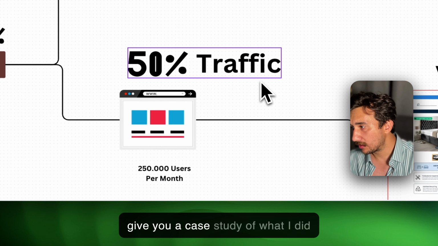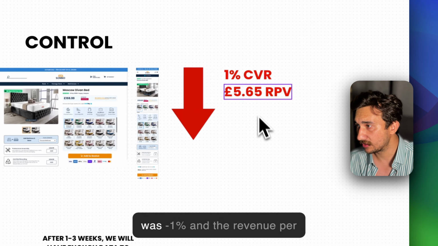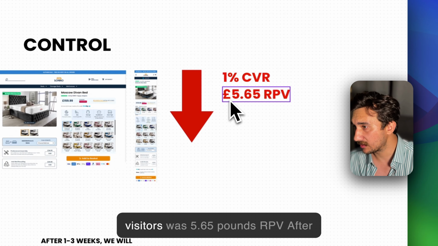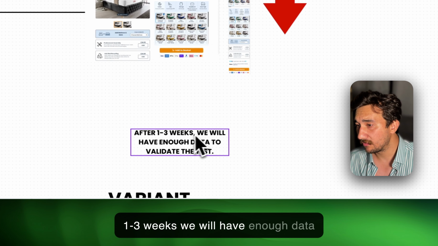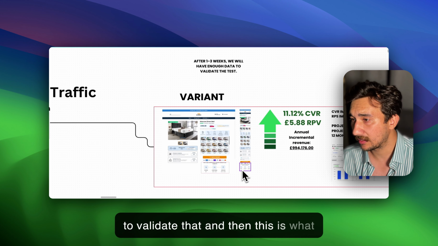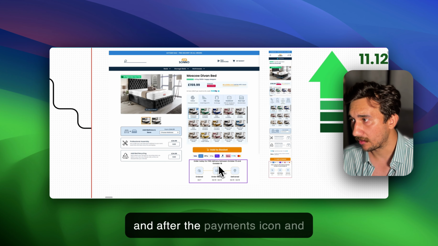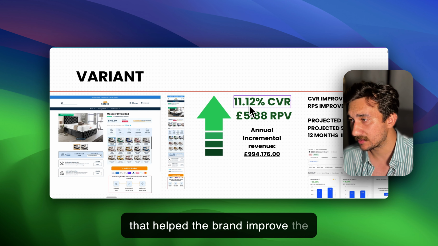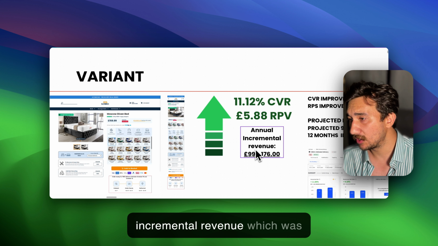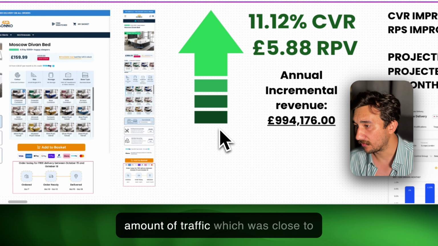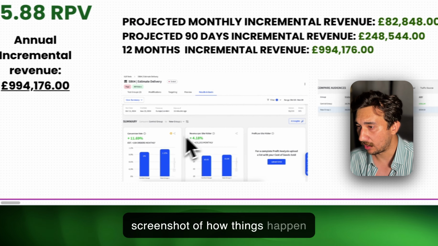Now, I want to give you a case study of what I did for a bag niche brand. This was the control, in which the conversion rate was 1%, and the revenue per visitor was 5.65 pounds RPV. After 1 to 3 weeks, we will have enough data to validate this, and then this is what happens. We added the estimated shipping delivery date after the CTA and after the payment icon, and that helped the brand improve the conversion rate by 11% and reach 5.88 revenue per visitor. The annual incremental revenue, which was projected if they have the same amount of traffic, was close to £1 million. And this is the screenshot of how things happened.